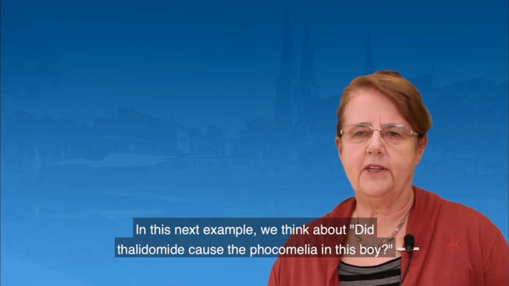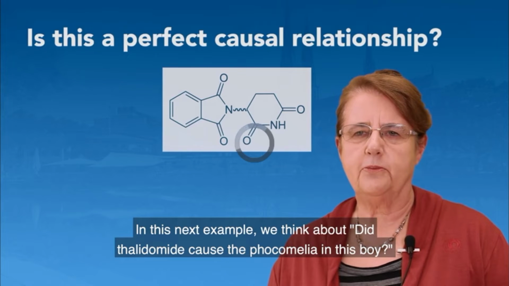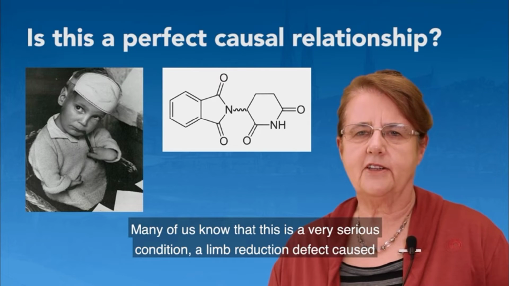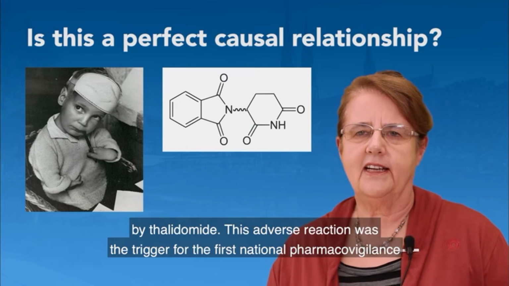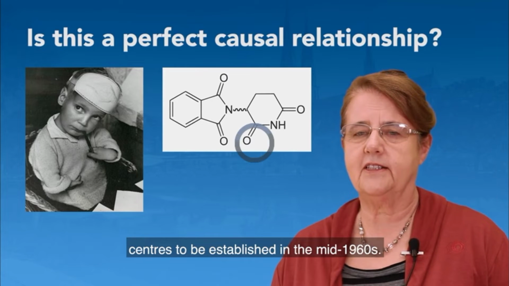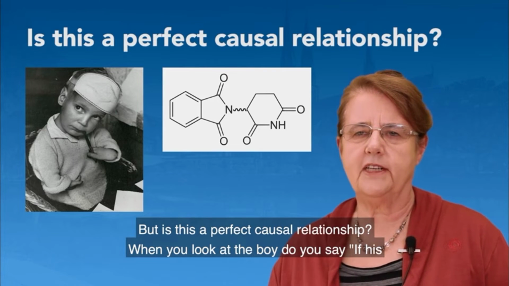In this next example, we think about, did thalidomide cause the phocomelia in this boy? Many of us know that this is a very serious condition, a limb reduction defect caused by thalidomide. This adverse reaction was the trigger for the first National Pharmacovigilance Centres to be established in the mid-1960s. But is this a perfect causal relationship?